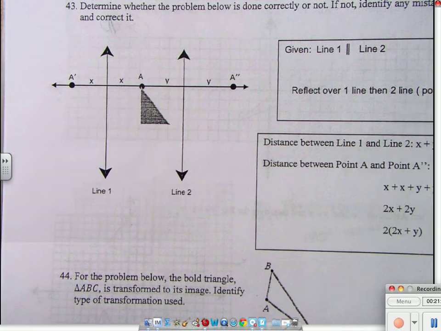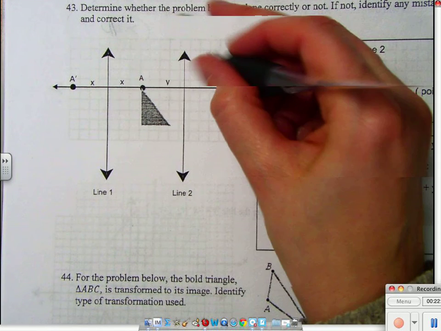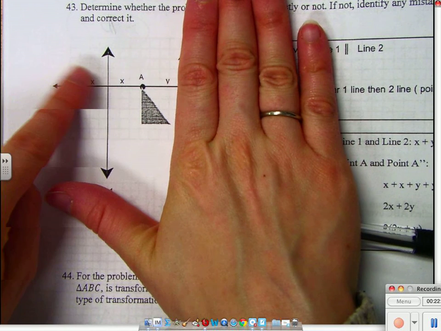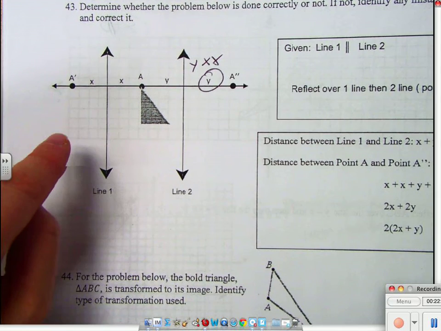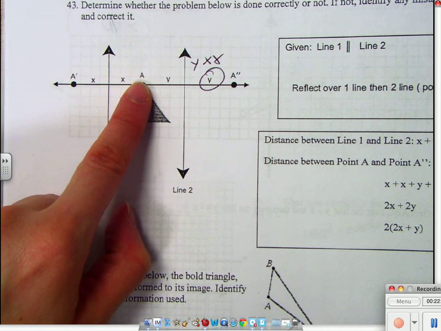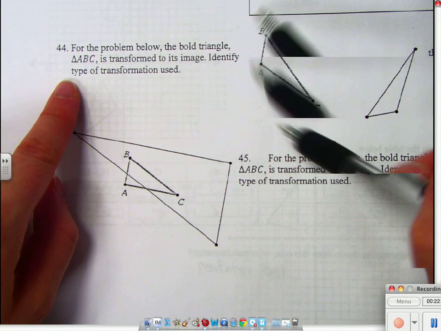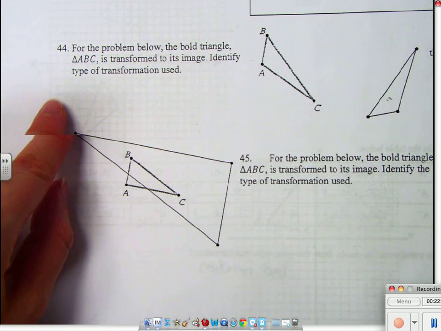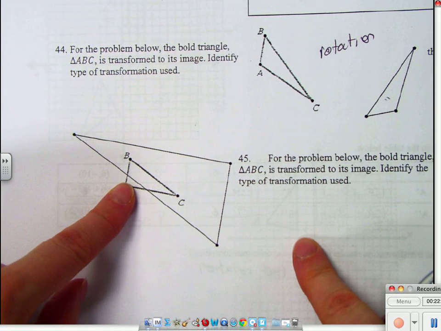What is wrong with this? We reflected over line 1, and then this right here is not correct because we have to take everything on this side all the way over and reflect it. So we should have y, x, x here. Because remember, we're not reflecting A over line 2, we're reflecting A prime over line 2. All right, so what happened to this triangle? How did I get to this spot? I rotated. What happened to this one? I dilated.